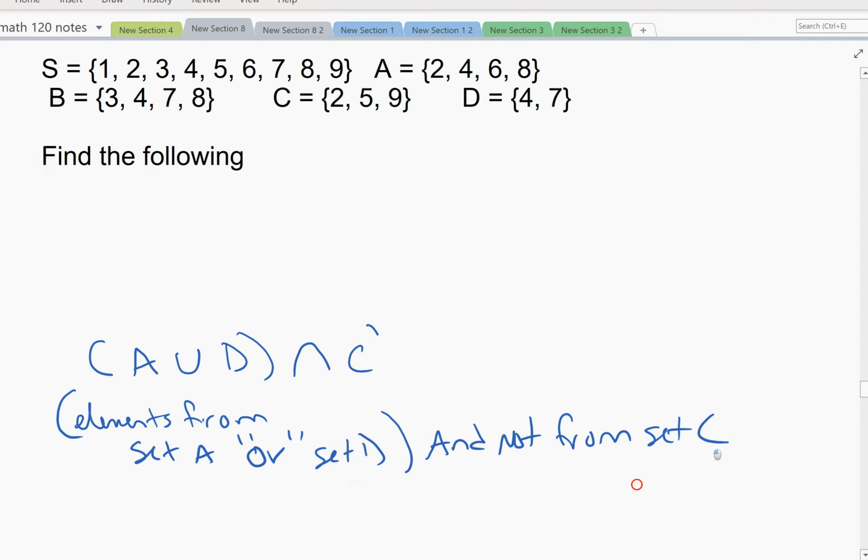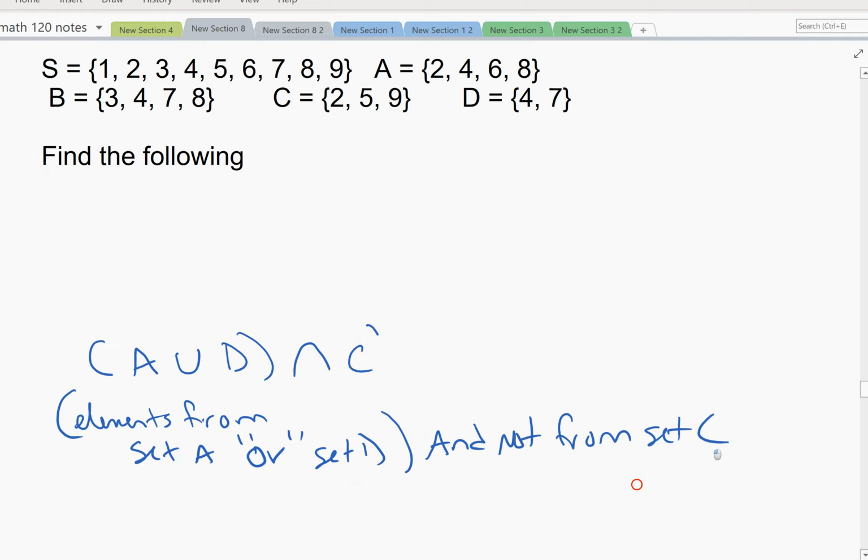So up here in the grouping symbols, I'm going to do the group first. Everything from set A or set D, which basically includes anything in both sets. If they share something in common, I just write it down once.